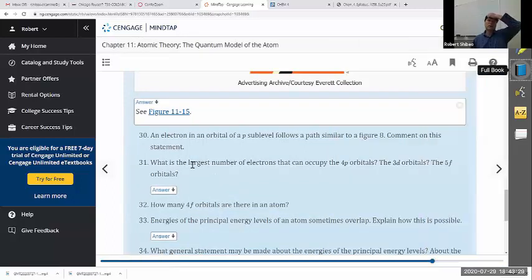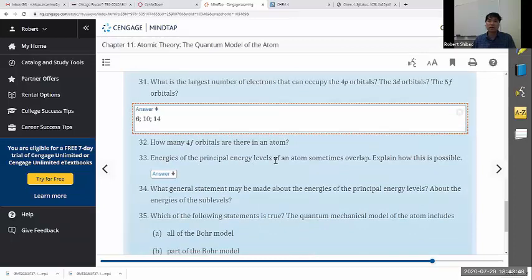What is the largest number of electrons that can occupy the 4p orbitals? 6. Right? The 3d, d is at 10, 5s, 14, 7 orbitals, 14, 6, 10, 14.